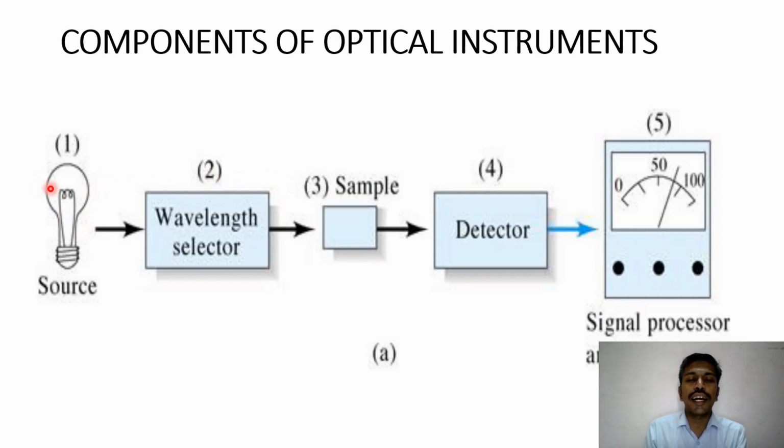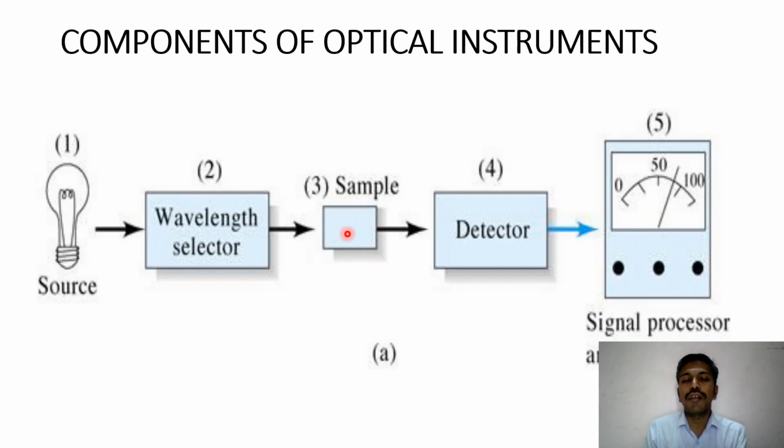From the light source it will give various light having different wavelengths. To analyze the sample we need a particular wavelength of the signal. For that we need a wavelength selector. This wavelength selector is used to select the particular wavelength of the light signal. After filtering the particular wavelength signal, that signal will be given to the sample.